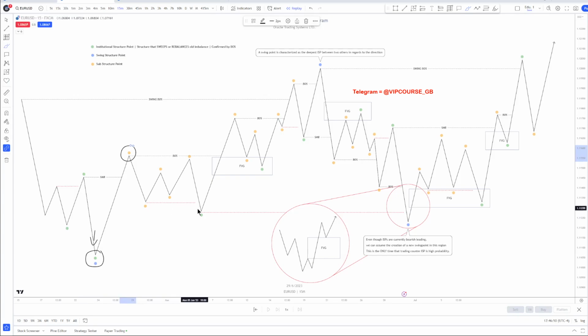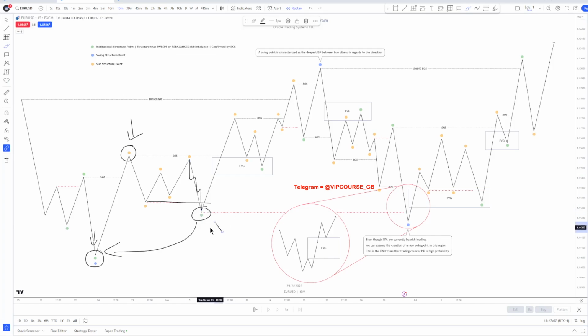A break of structure is when a newly formed ISP breaks the high that was produced by the previous ISP, okay? So if we had structure like this, and this ISP here broke structure here, this is still unconfirmed. It is only confirmed when it externally breaks out of the previous institutional leg.